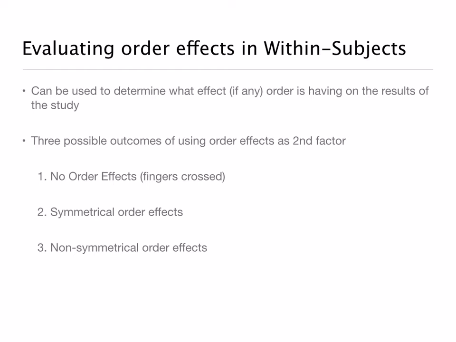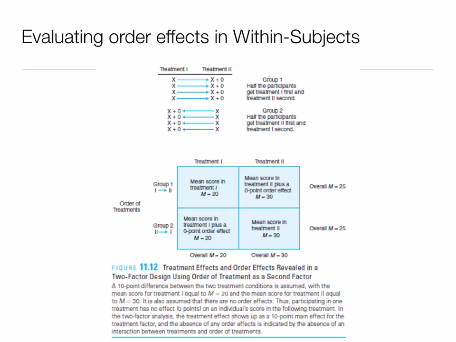You can also find symmetrical order effects where we just get better the next time we do it, and we get better equally the next time we do it. And you can also find non-symmetrical order effects where it's not as predictable of an order effect. Any of these 3 things are possible in this application of factorial designs. So here are some different ways that we can evaluate them.